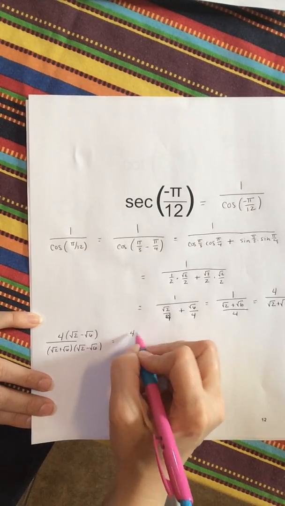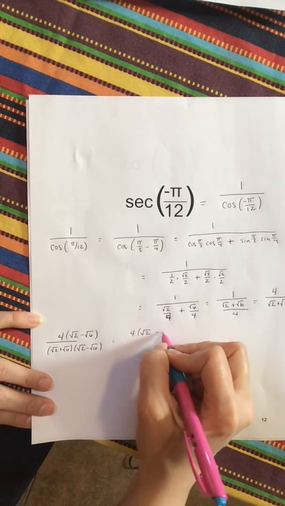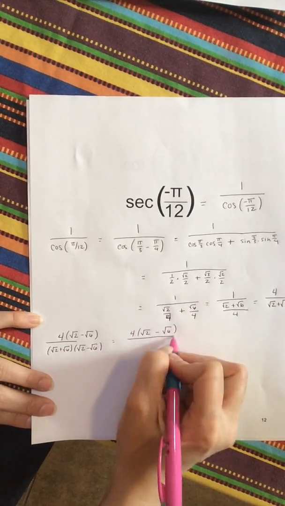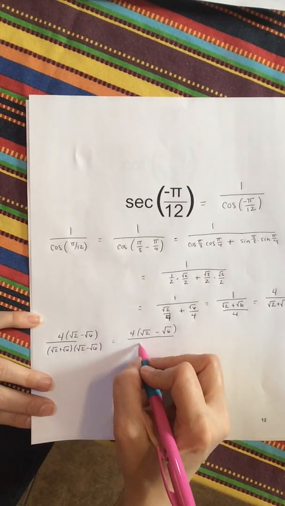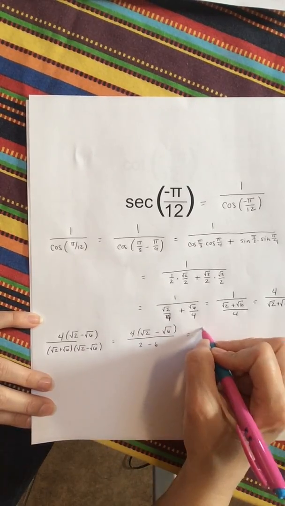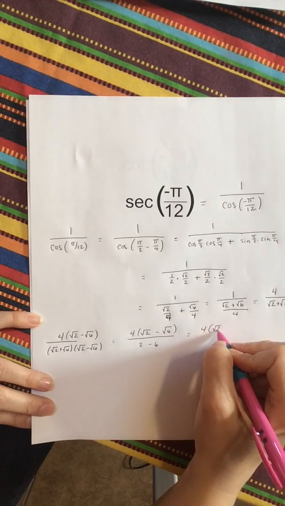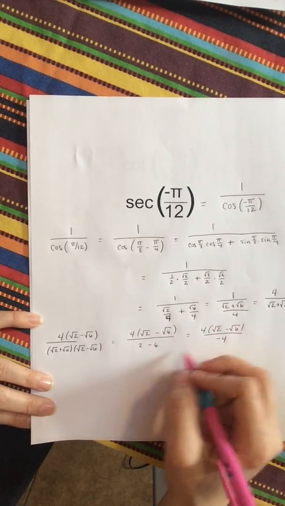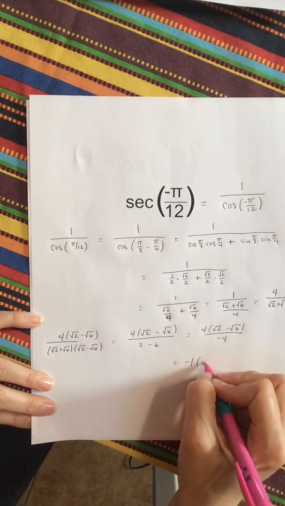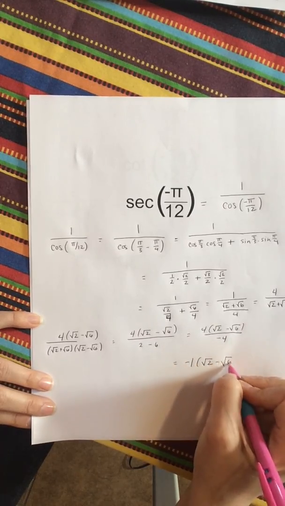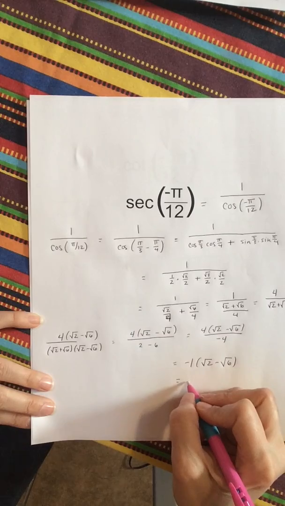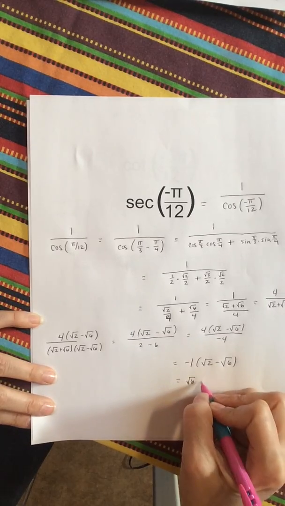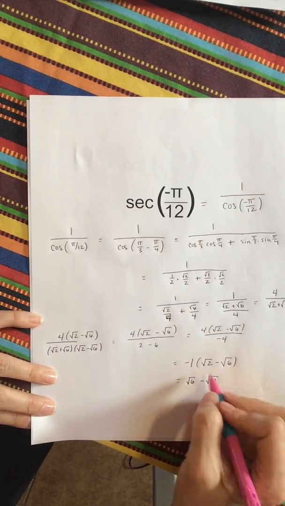Up top, I'm just going to leave that 4 on the outside for the moment and see what happens in the denominator. Okay, when you multiply that, that becomes 2 minus 6. So 4 times the quantity square root of 2 minus square root of 6 over negative 4. And 4 divided by negative 4 is negative 1 times the square root of 2 minus the square root of 6. Distributing that negative 1 becomes the positive square root of 6 minus the square root of 2.